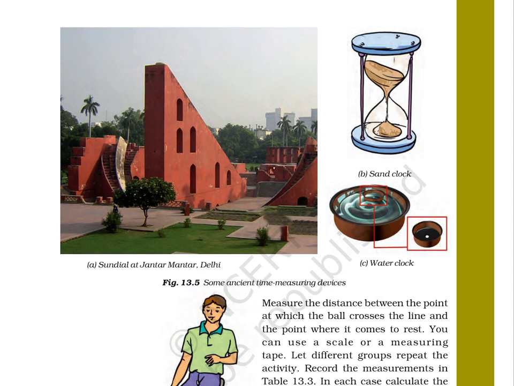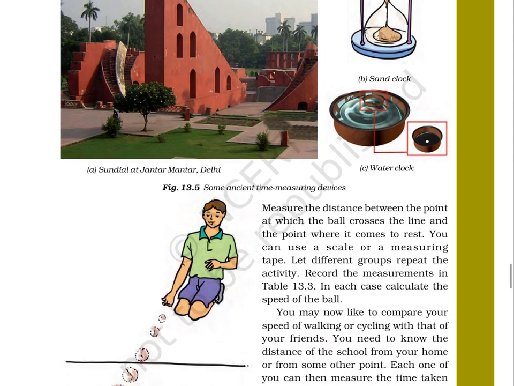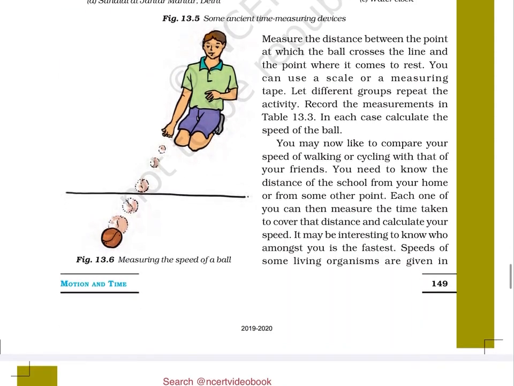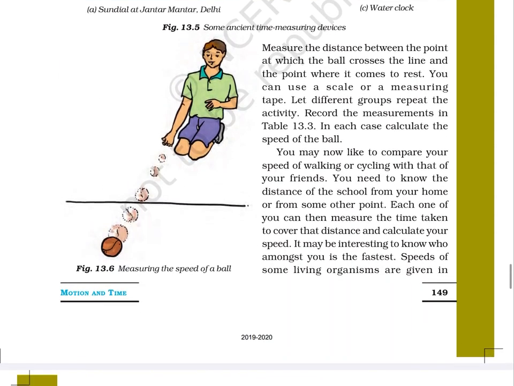Figure 13.6. Measuring the speed of a ball. Here, we can observe a boy who has rolled a ball. The various positions of the ball while rolling can also be observed. They can be measured with regards to a straight line.